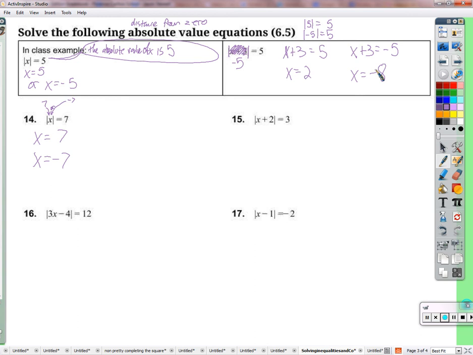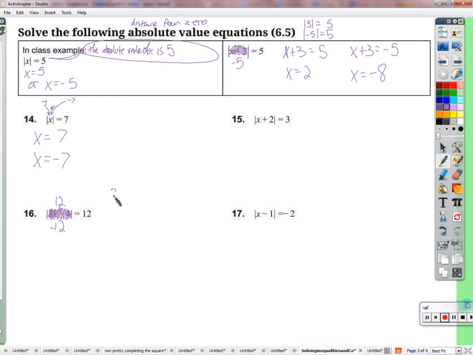Try number 16. Listen. We're going to take the absolute value of something, and we're going to get 12. Let's just forget about what all this looks like. What could the inside be? Those are the two possibilities. The inside, the guts, of the absolute value can come out to be 12, or it can come out to be negative 12. So how do we figure out what x has to be?